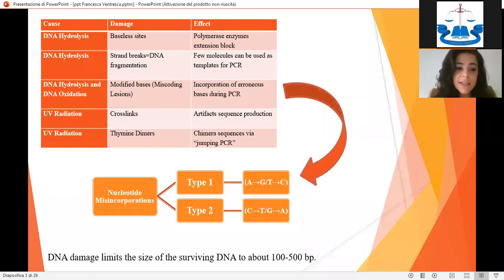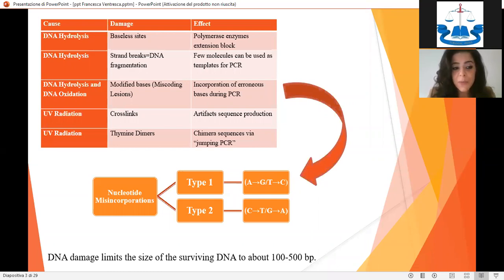The DNA hydrolysis associated with the DNA oxidation can also cause the modified bases, also called miscoding lesions. These are the incorporation of erroneous bases during PCR. There are two types of nucleotide misincorporation, type 1 and type 2. The type 1 is the substitution of adenine with guanine and thymine with cytosine. And the type 2 is the substitution of cytosine with thymine and guanine with adenine.